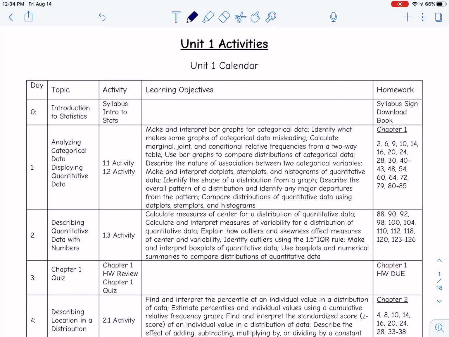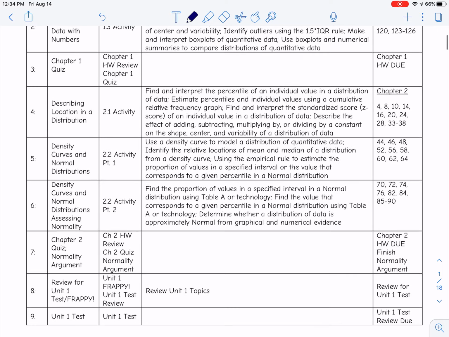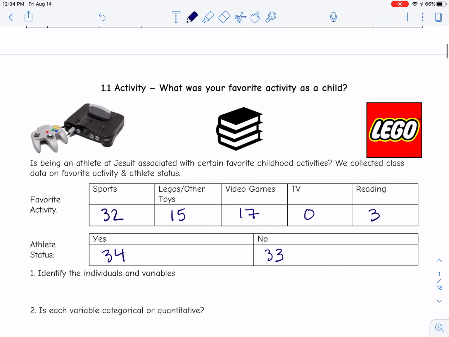Okay, class, today we will be kicking off Lesson 1.1, Analyzing Categorical Data. We'll be talking about bar graphs, marginal, joint, and conditional relative frequencies using two-way tables, and using bar graphs to compare distributions of categorical data. We'll be discussing a new concept, association. Alright, so let's get started.